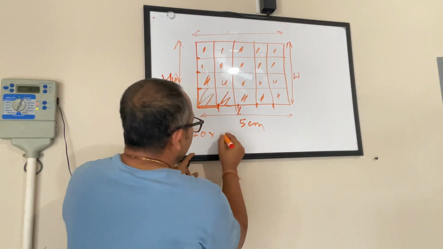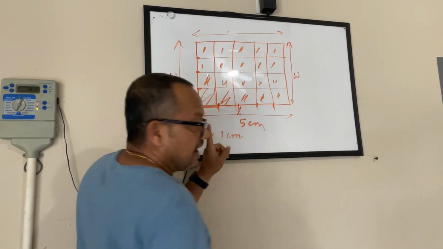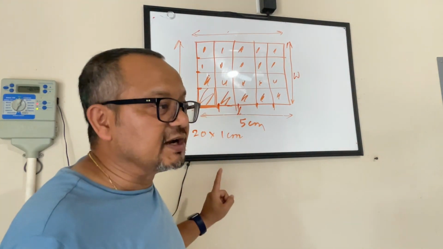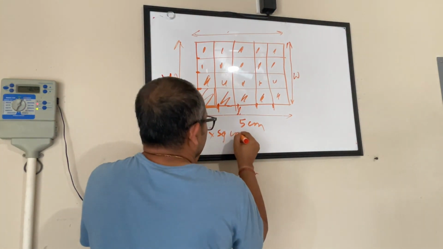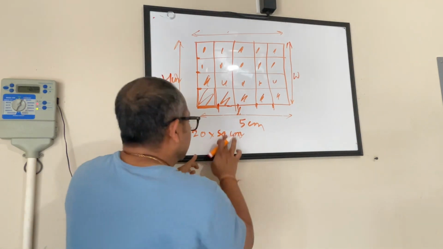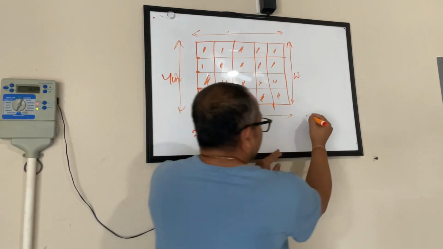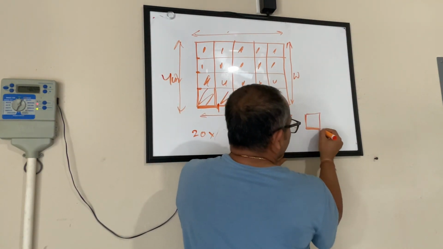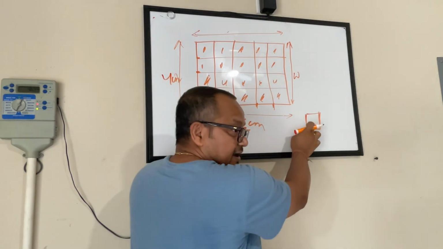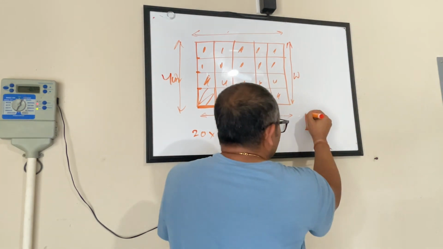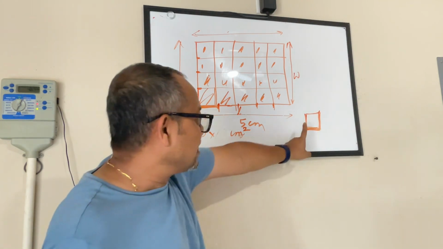20 boxes of 1 centimeter in length and 1 centimeter in width. Every box like that, which is 1 centimeter in length and 1 centimeter in width, is called square centimeter, or centimeter square. So every square, look at this, 1 centimeter in width, 1 centimeter in length. This is a square, right? Because this is 1, this is 1, this is 1, this is 1. It's a square with 1 centimeter, or 1 square centimeter.